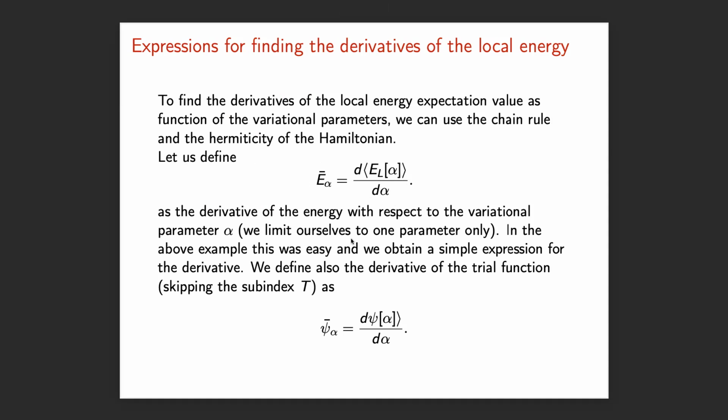So in this case, we're just looking at one parameter, so then we just don't need a gradient. But in general, you will have many parameters, and then you have a gradient. So another quantity which I defined here is this psi with a bar. This is the derivative of the trial function with respect to the parameter alpha.